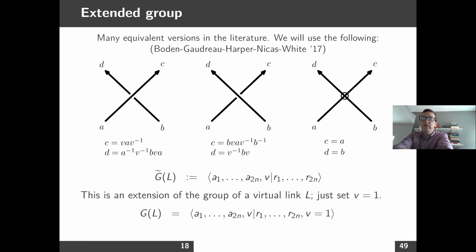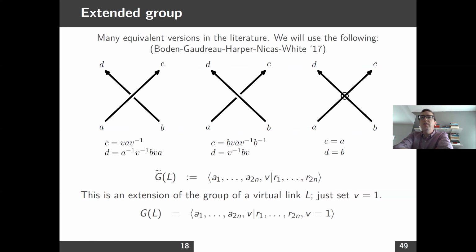Just to make everything clear here, Bowden, Gaudreau, Harper, Nikas, and White refer to this as the reduced virtual knot group. The adjective reduced in the Milnor invariant literature refers to something involving link homotopy. So instead of overusing that adjective, we're just going to refer to all of these as the extended group. That's the notation of Silver and Williams, but they're all isomorphic. So we'll just say all of these are the extended group to avoid any confusion with the Milnor invariant literature.